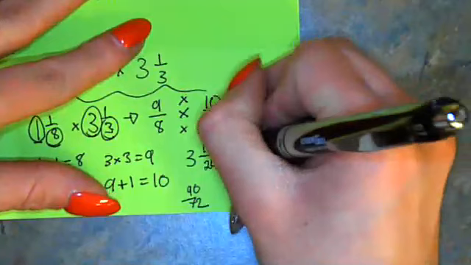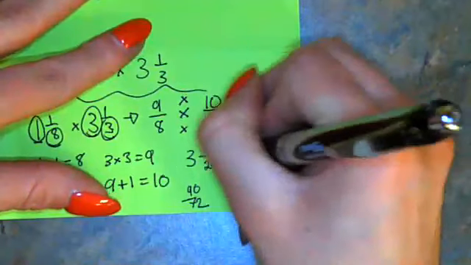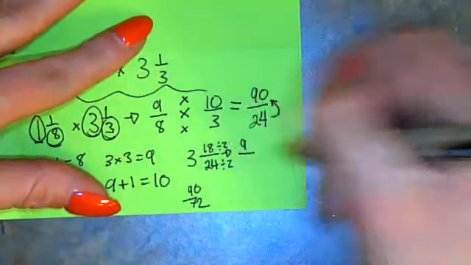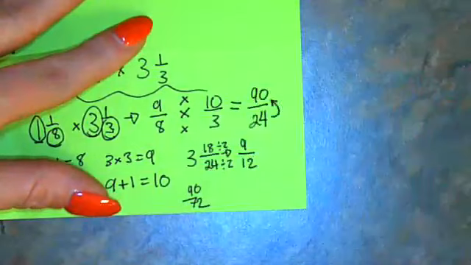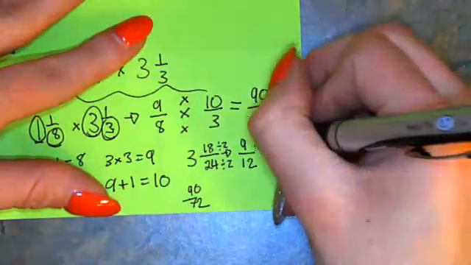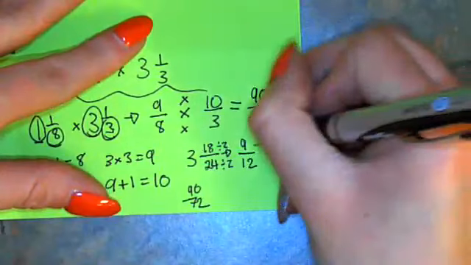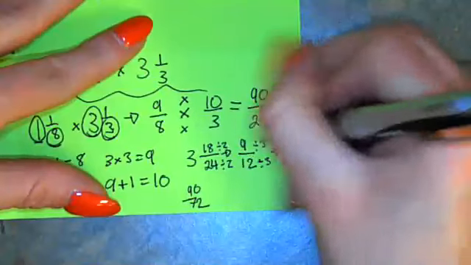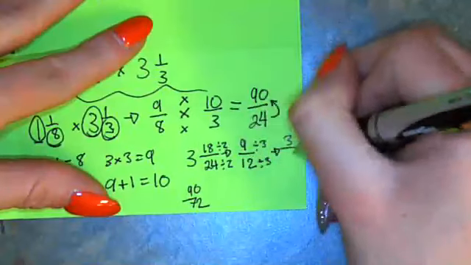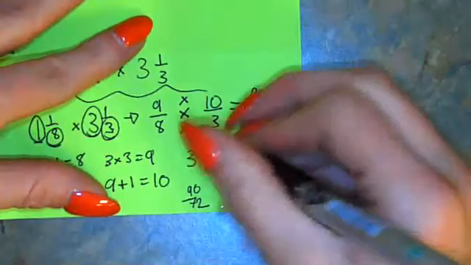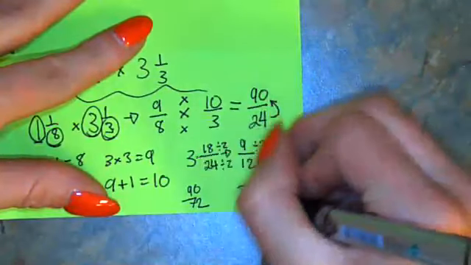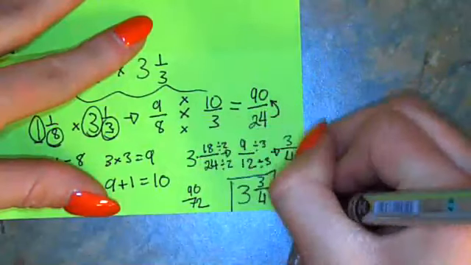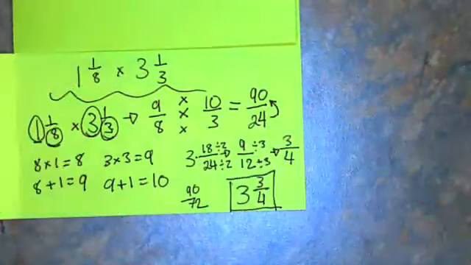Then from here, we need to simplify this. So we're going to divide by 2 because 18 and 24 are both even numbers. Half of 18 is 9. Half of 24 is 12. And again, we can simplify that answer as well because 3 can go into both 9 and 12. So we divide top by 3, and then we divide the bottom by 3. 3 goes into 9 3 times, 3 goes into 12 4 times. So overall, our answer, we can't forget about our whole 3. We have 3 wholes and 3/4 is our remainder. So that's how we get that answer.